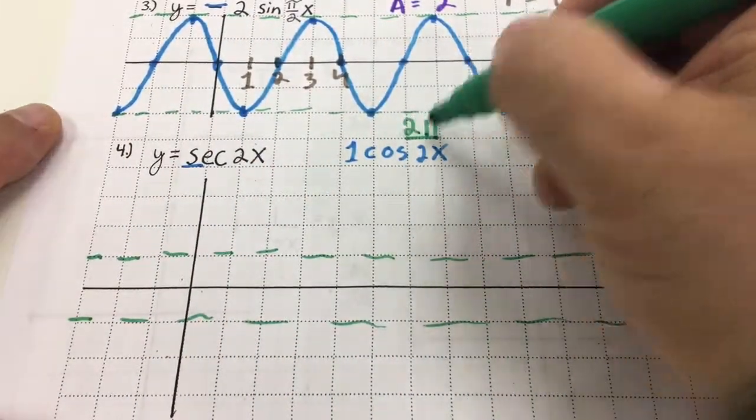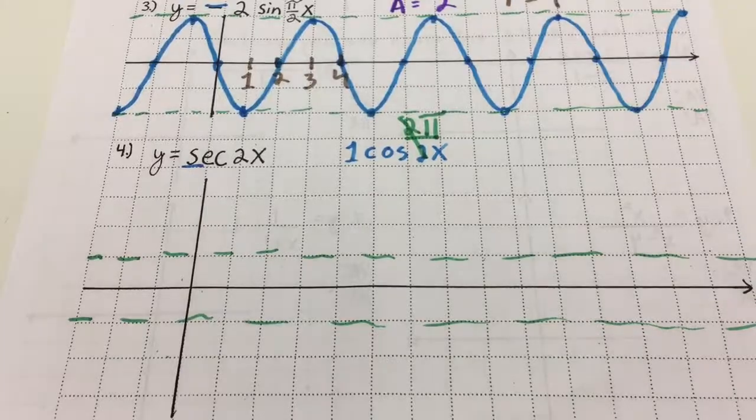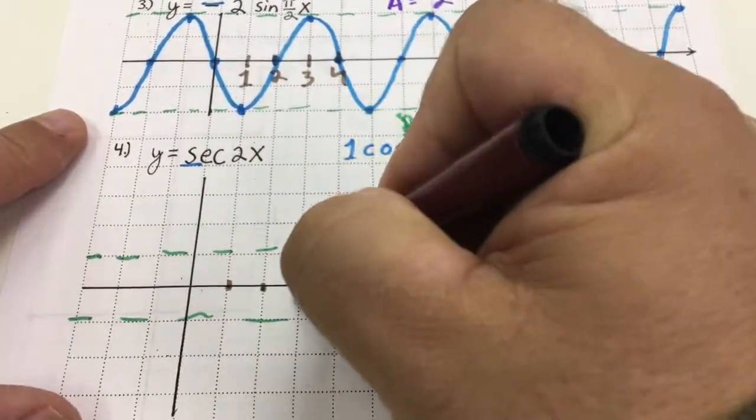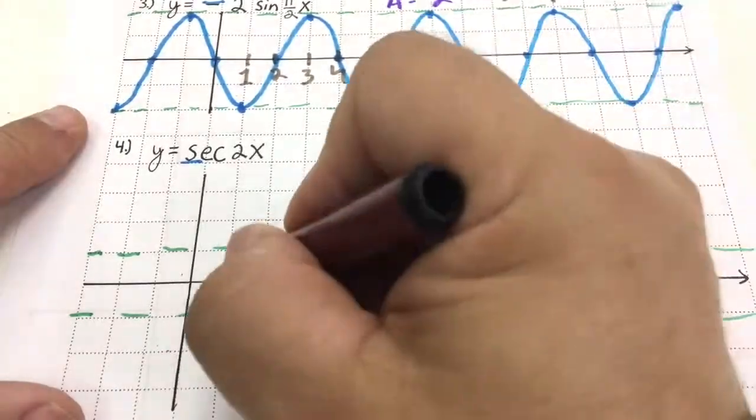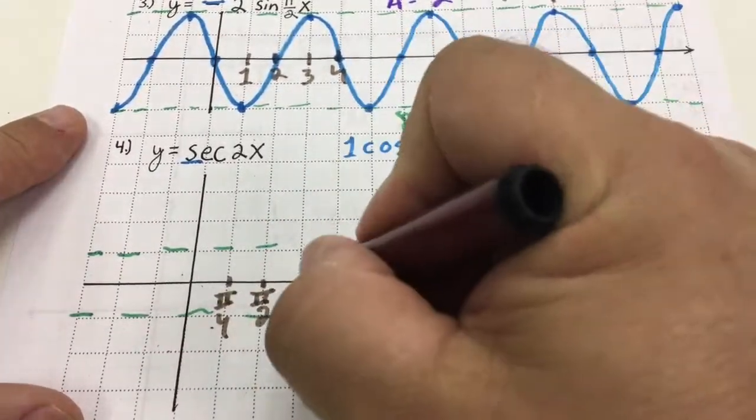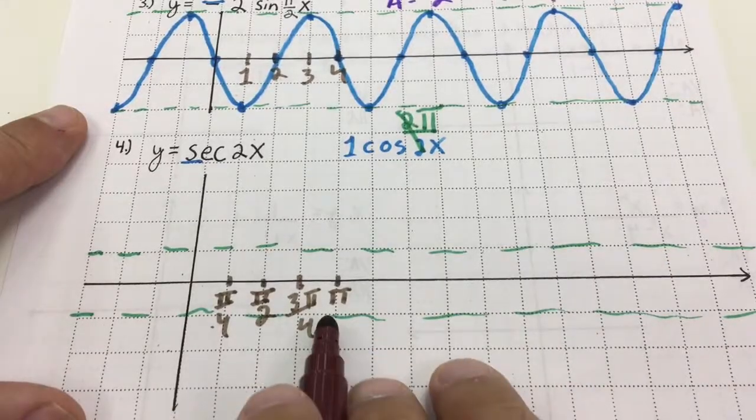The period, I place a 2 pi over that 2, and that will just give me pi. So I'm going to go out 4 units and place a pi there. 1, 2, 3, 4, and that's going to be pi. Now half a pi is pi over 2. Half of pi over 2 is pi over 4. 1 pi over 4, 2 pi over 4, that's going to give me 3 pi over 4. Some people just multiply that by 3 to get 3 pi over 4.